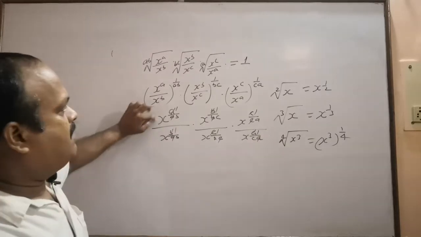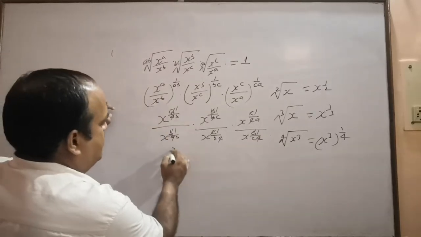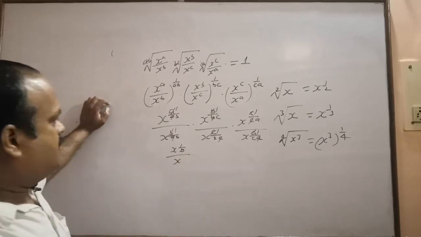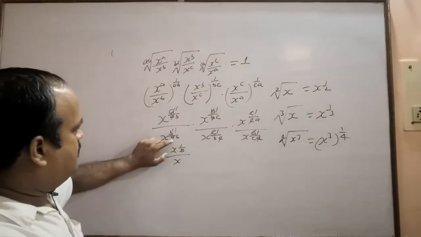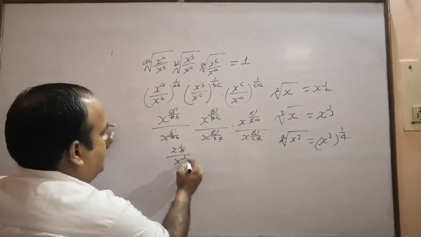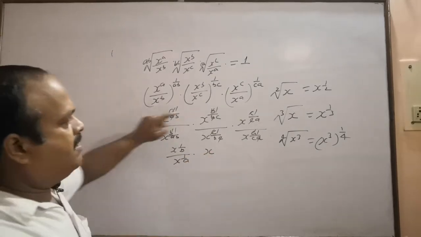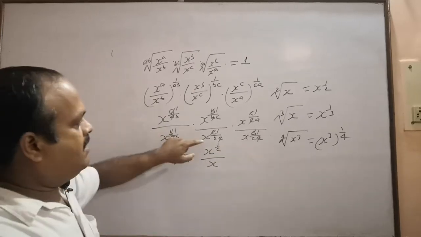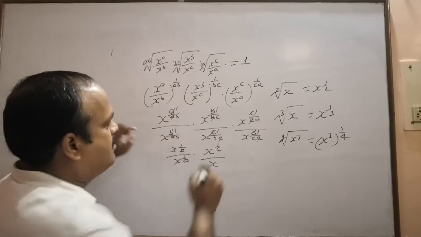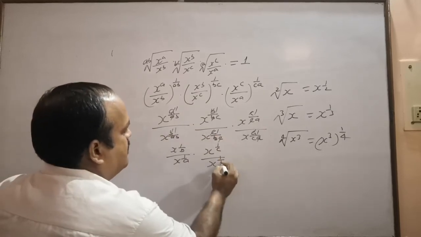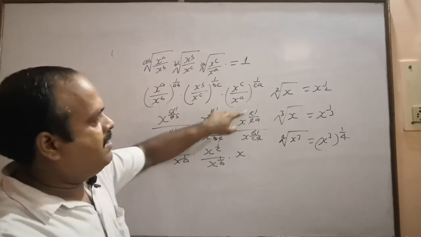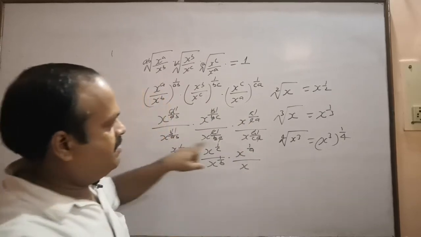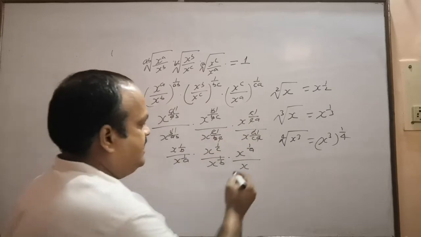So you will get x to the power a by b, 1 by b, x to the power 1 by a, x to the power 1 by c, x to the power 1 by b, x to the power 1 by a, x to the power a cancel 1 by c.